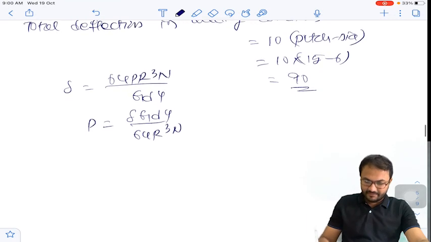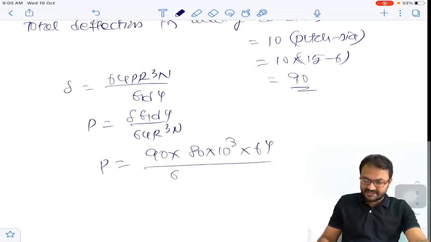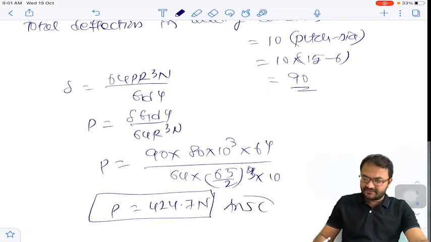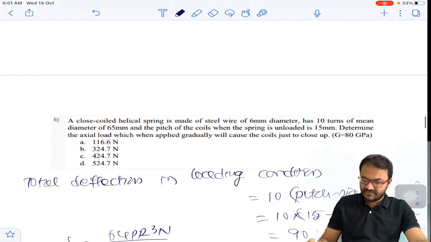So P is equal to delta is 90, G is 80 into 1000, 6 power 4, divided by 64 into 65 by 2 whole cube into 10. So it will be P is equal to 424.7 newton. So answer C for question number 6.